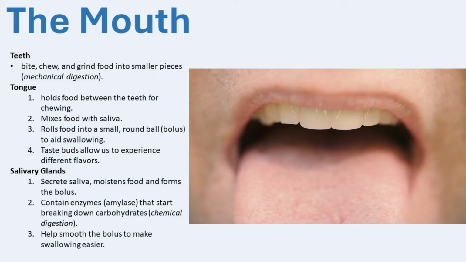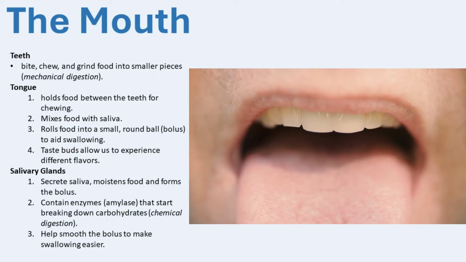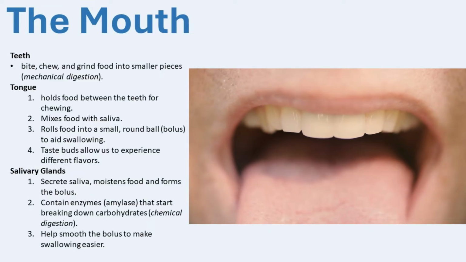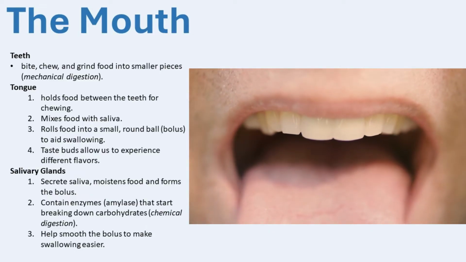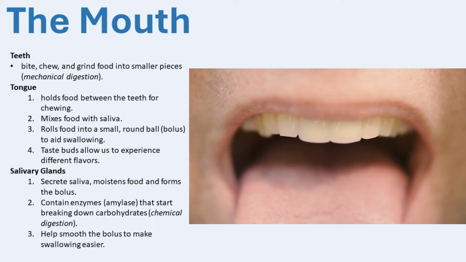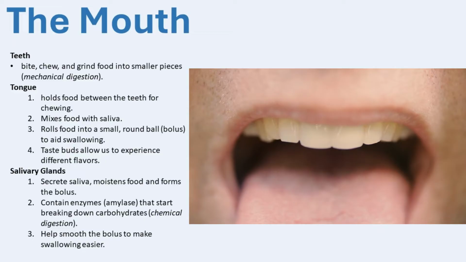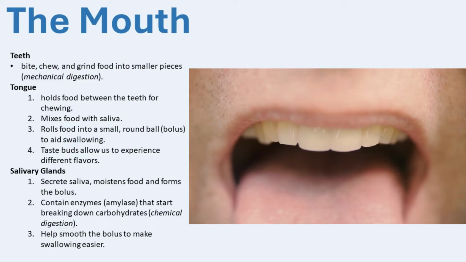The digestive process begins in the mouth, where food enters the digestive tract. When you put food in your mouth, it consists of various food components, which are broken down through both mechanical and chemical digestion. Inside the mouth, we find the teeth, tongue, and salivary glands, each playing a specific role in digestion.